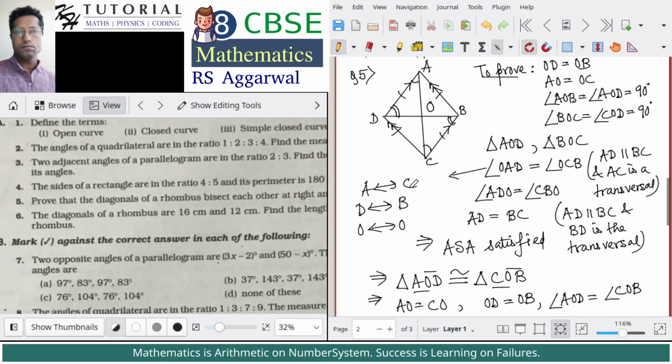Now if we consider the triangle ADO and AOB, the triangle ADO and triangle AOB will also be congruent, because AD is equal to AB, and we have the common side AO.